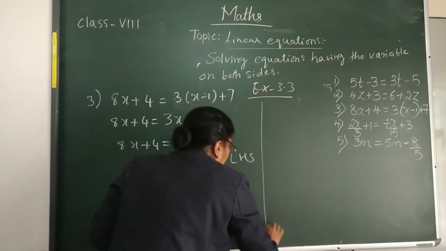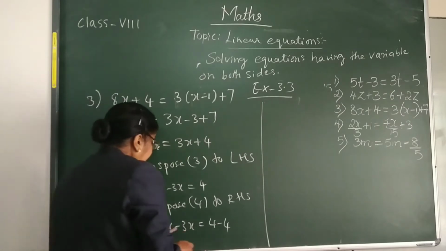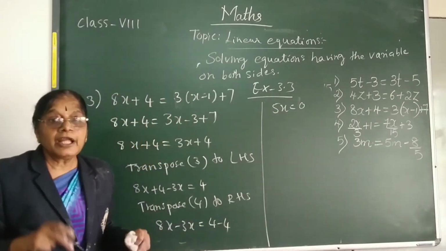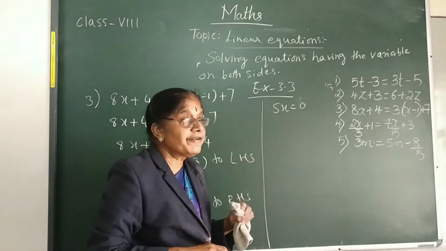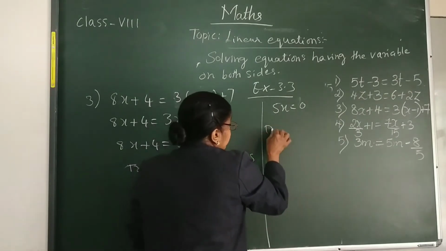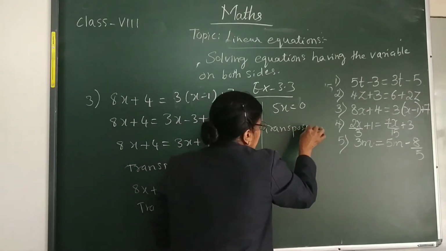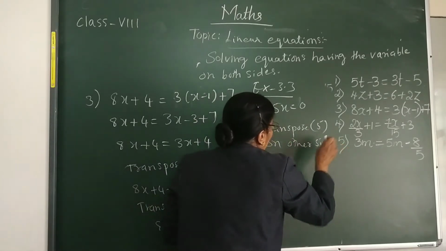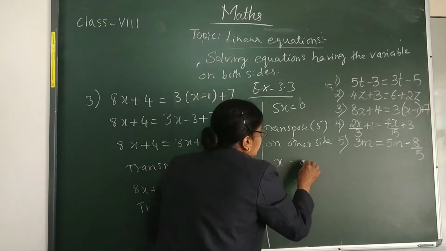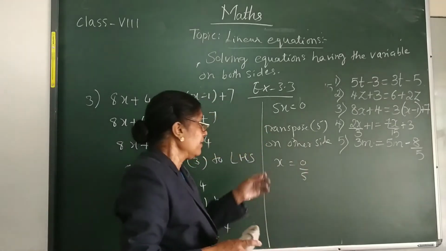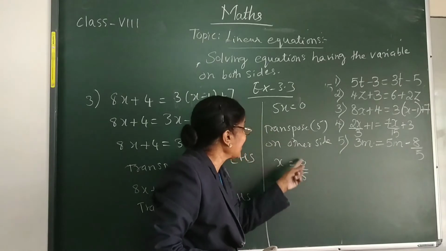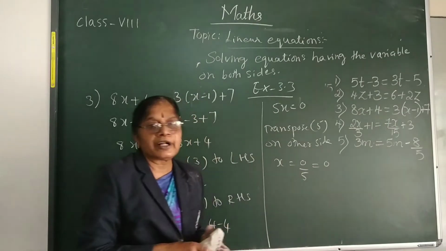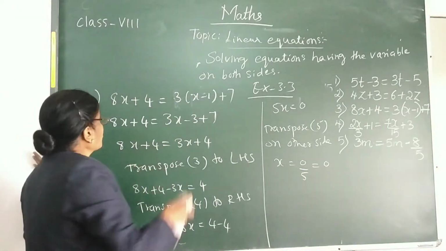What is 4 minus 4? 4 minus 4 is 0. So 8x minus 3x is how much? 5x is equal to 0. Still we have to get the value of x. How to get the value of x? Let us see. So we have to transpose 5 on other side. What do we get when you transpose 5 on other side? So we will get x is equal to 0 by 5. Already in arithmetic, ma'am taught you what is 0 by 5. It is a rational number, but 0 by 5 is nothing but it is equal to 0. So we got x is equal to 0. That is how we have to solve the sum.